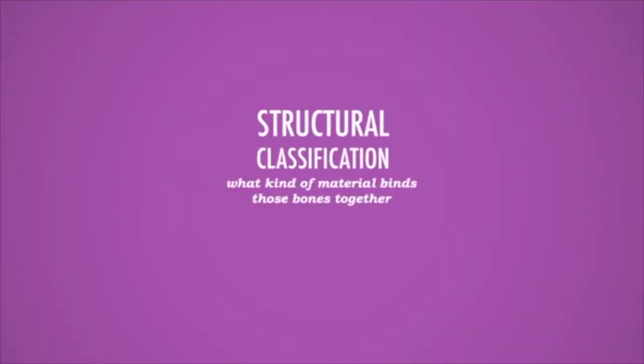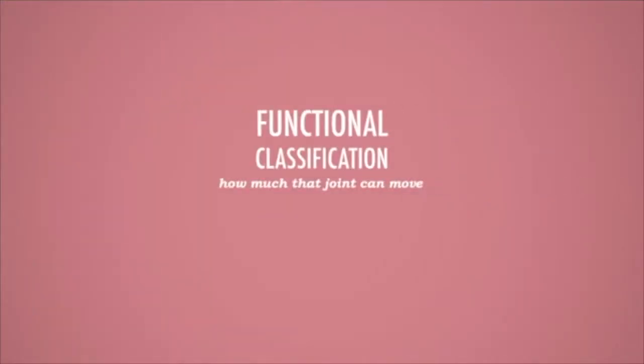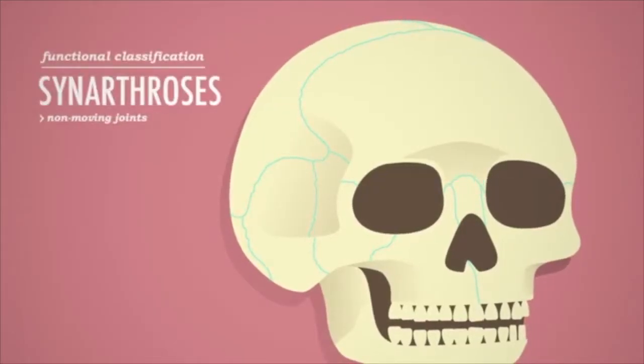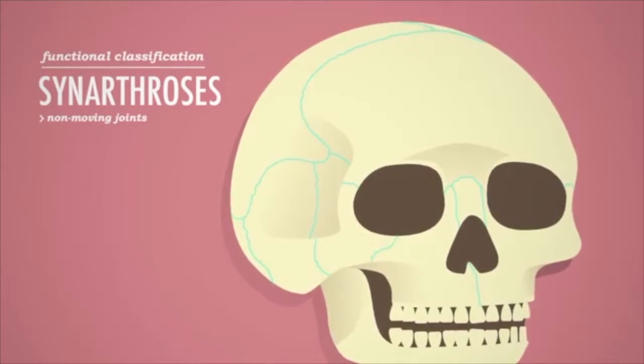So the structural classification of your bones is all about what kind of material binds those bones together. Like, is it a fibrous tissue or cartilage or a special fluid-filled joint cavity? But the functional classification focuses on how much that joint can move. So for example, you have joints in your body that don't move at all. These include, say, the joints between the bones that make up your cranium. These non-moving joints are called synarthroses.